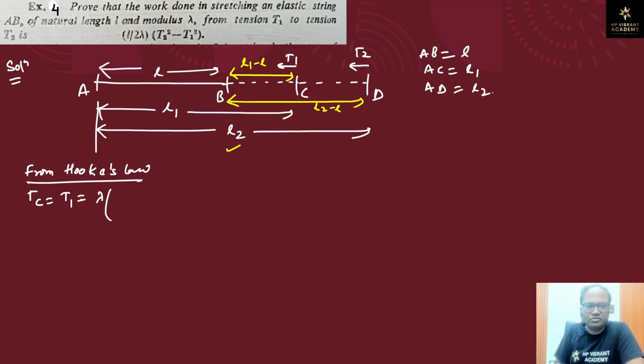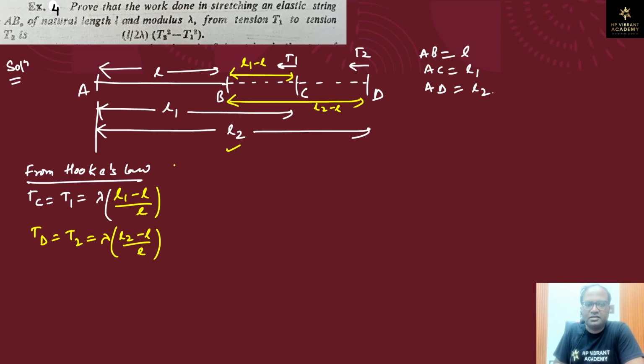So from Hooke's law, we have the tension at point C, T1, is equal to lambda times (L1 minus L) upon L, and the tension at point D, T2, is equal to lambda times (L2 minus L) upon L.